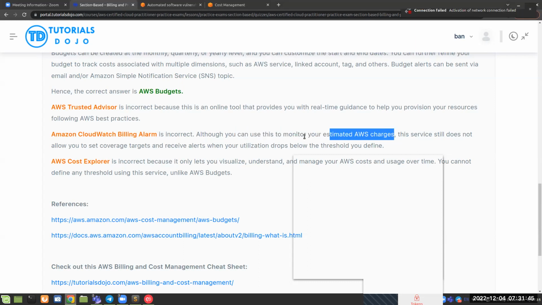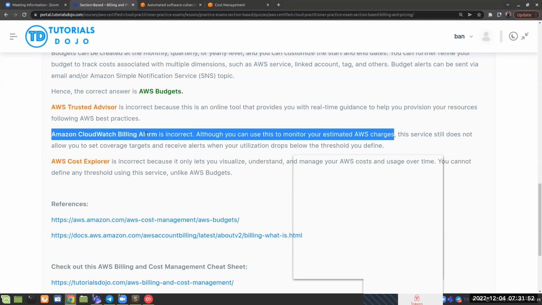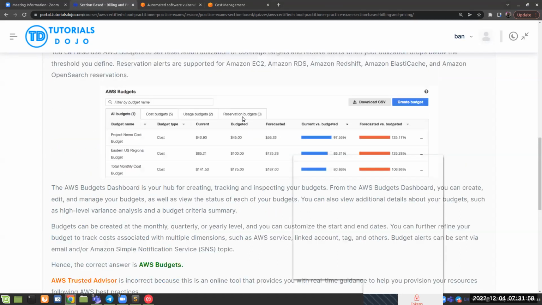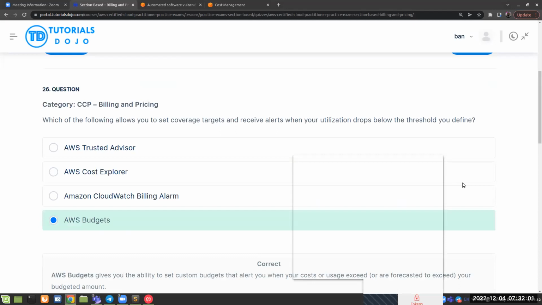So if you want to monitor your estimated AWS charges, you may have a question that is asking that, right? Maybe for those of you who have not seen this service, just write it down and research more on that, or at least keep in mind what we have had.